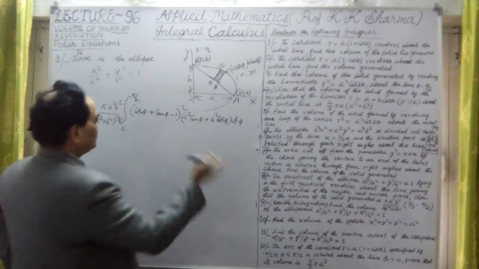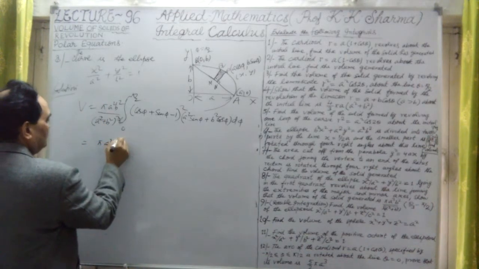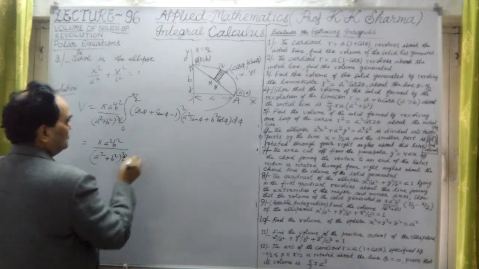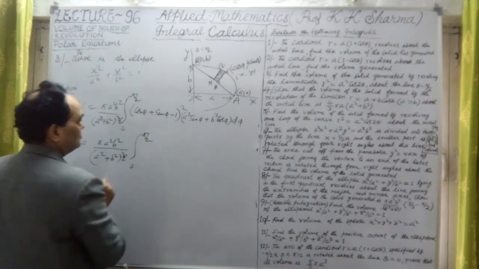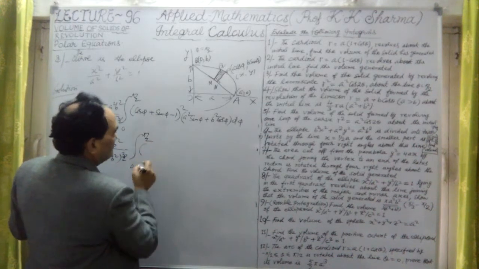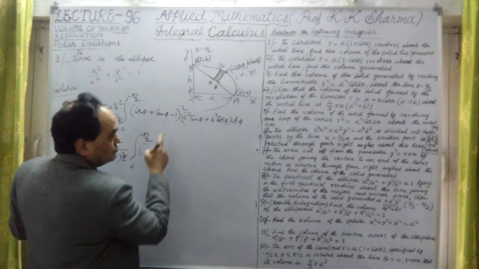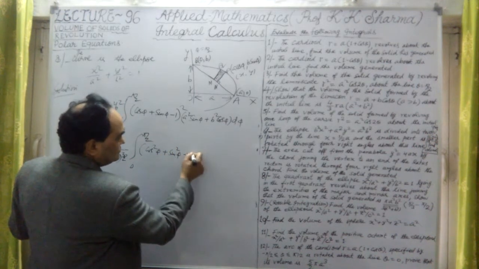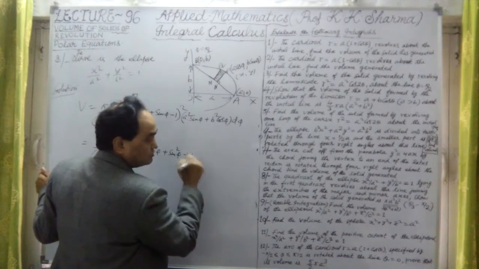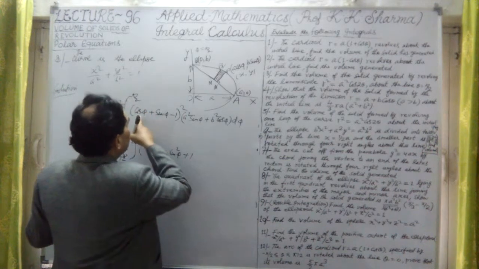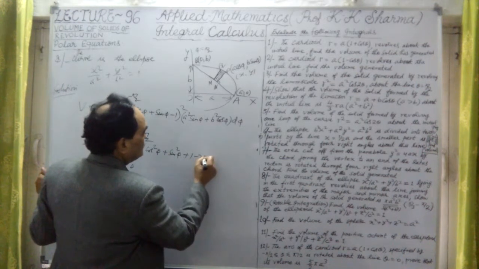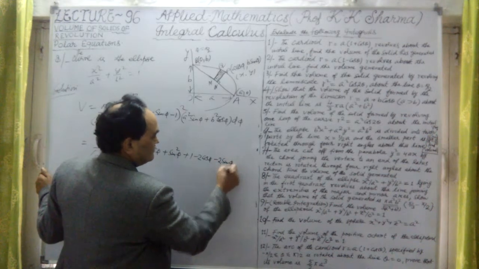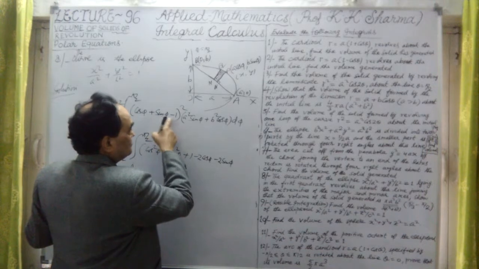What is the volume of the solid generated? For that, let me solve it: a square b square divided by a square plus b square whole power 3 by 2, half plus 1 power, with limits 0 to pi by 2. Now if I open this whole square of cos phi plus sin phi minus 1, it is a plus b plus c whole square. That means a square is cos square phi, plus b square is sin square phi, plus 1 square, which is 1. Now we have to write twice ab, twice bc, twice ca. It will be minus twice cos phi, and minus twice sin phi.